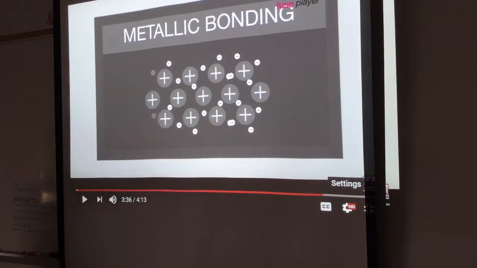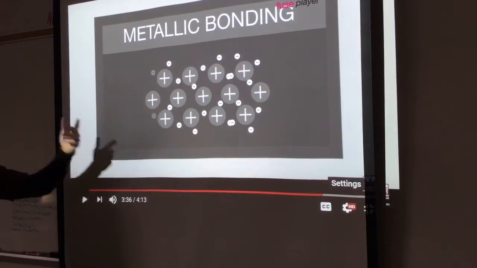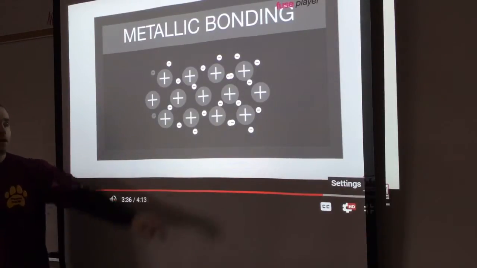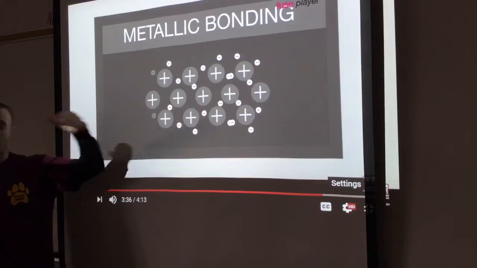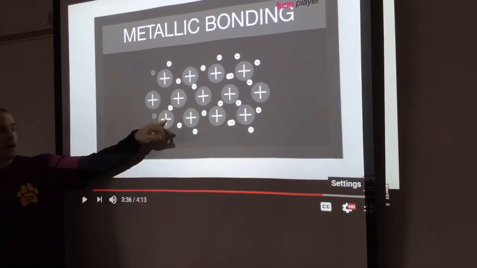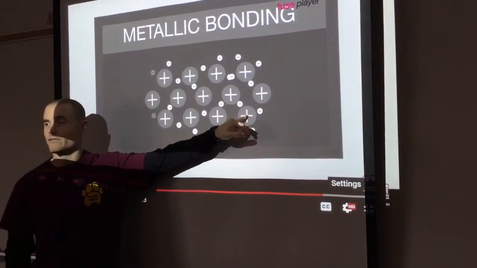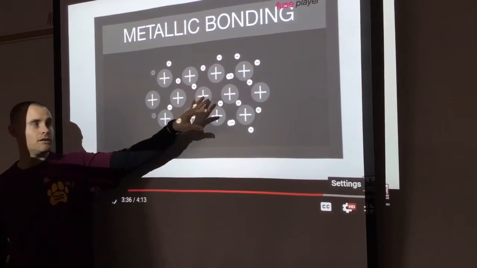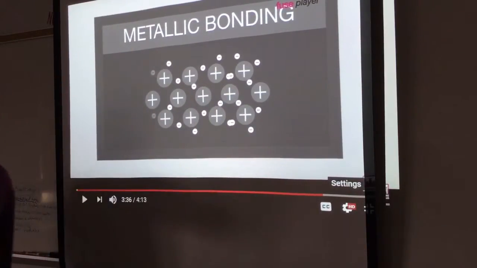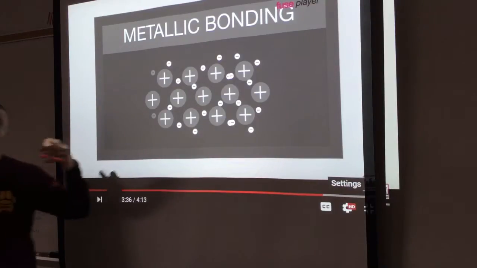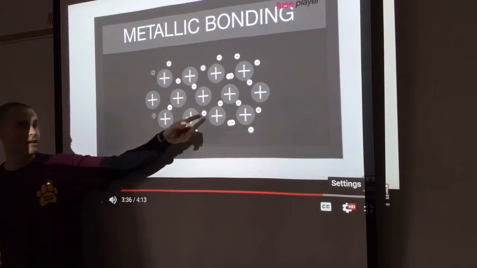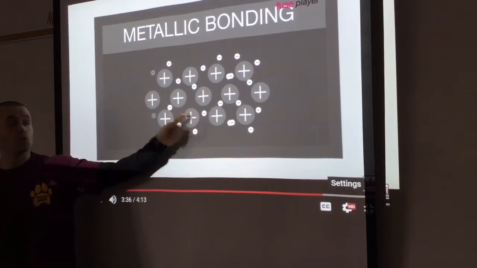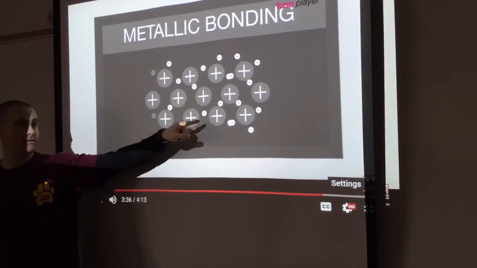I asked you to write that down, but I'm going over it anyway. It's an important concept because ionic would be positive, negative, positive, negative. They wouldn't have these electrons flowing. That's the difference. They both use positive, negative attraction called electrostatic, but in metallic, there are no negative ions. It's just positive ions with their own electrons.